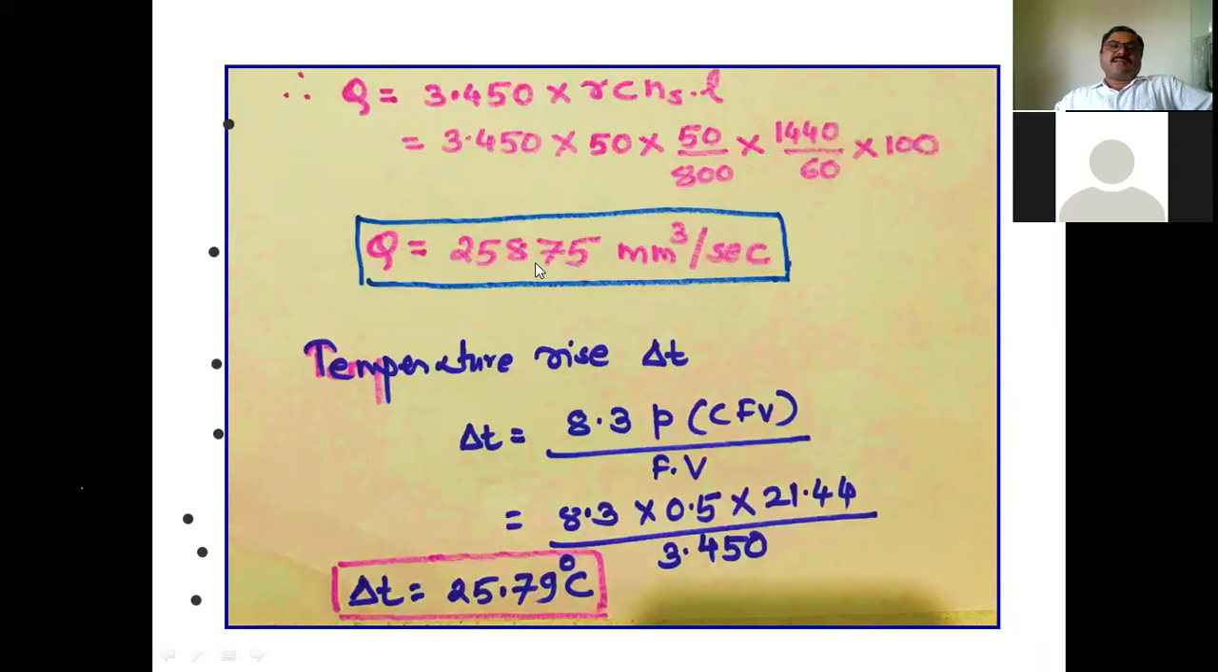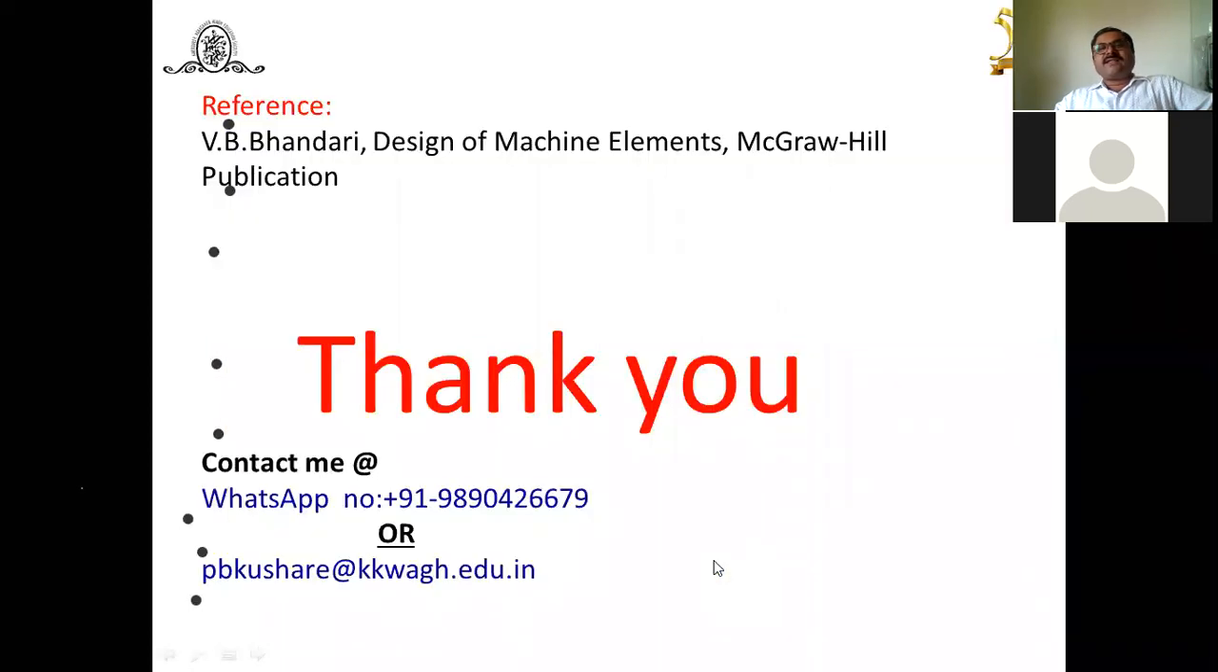And therefore, next point, very simple, find out the temperature rise. Again, same expression, 8.3 P. Now, in this expression, it is assumed that the density is 0.86. But sometimes the lubricant density may be given. That time, instead of doing this, you can go for the expression in terms of rho, 8.3 into P upon rho, say P upon A. Substitute all these values, you will get temperature rise, that is 25.79.